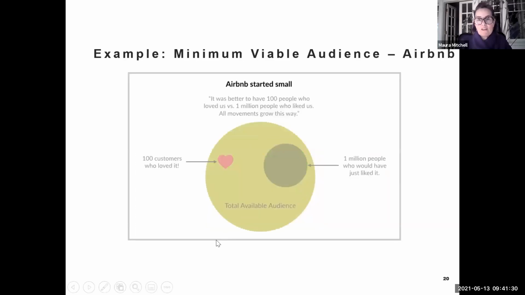So here's an example of Airbnb. They started out and they focused on the 100 customers who loved them rather than the million people who would have just liked them. This was their minimum viable audience. So it was better to have the 100 people love them. And a quote from the founder said, "All movements grow this way. There was no way we could get 1 million people on Airbnb, but we could get 100 people to love us." So they focused on making a difference for a small pool of people, and then through word of mouth, through marketing, they reached a huge market.